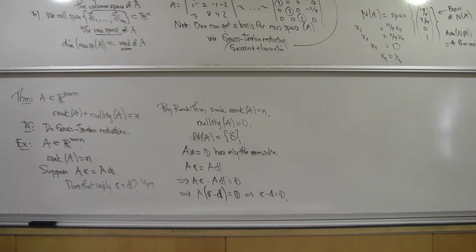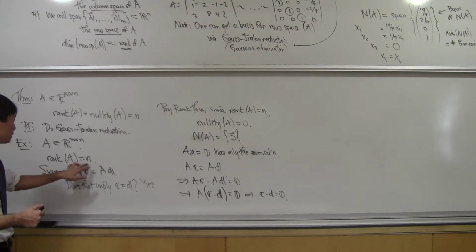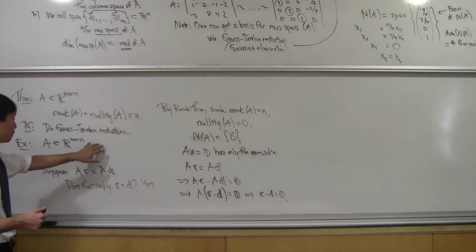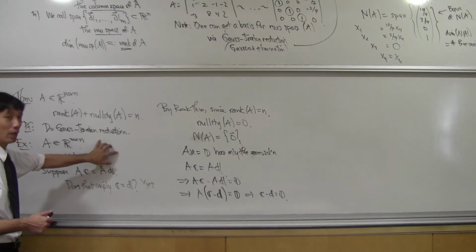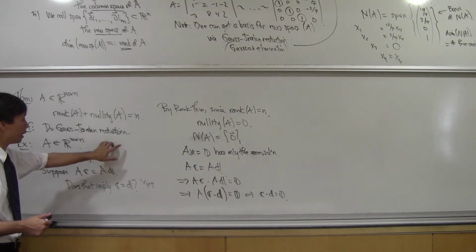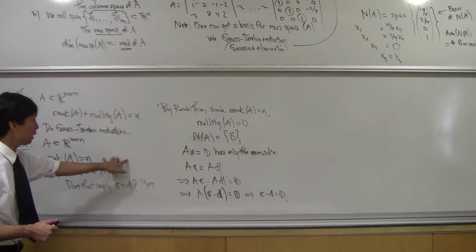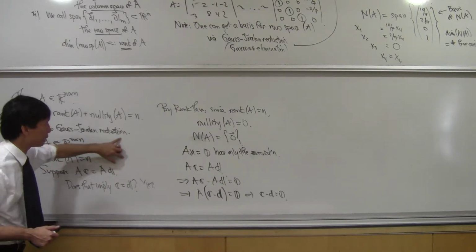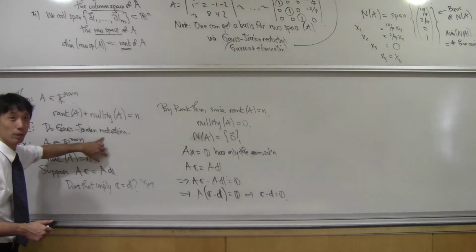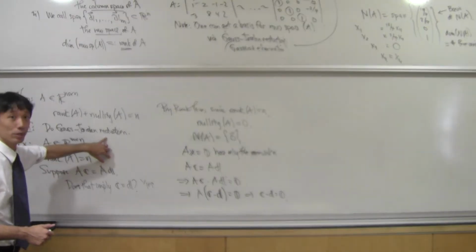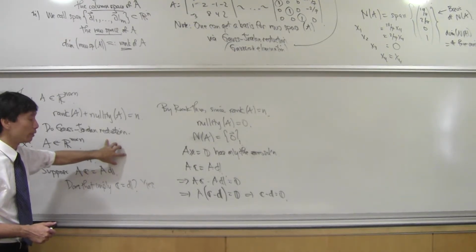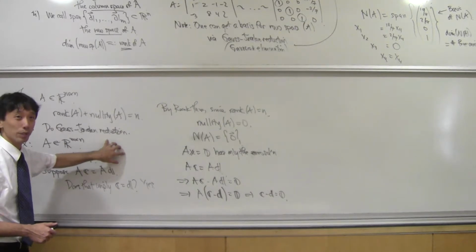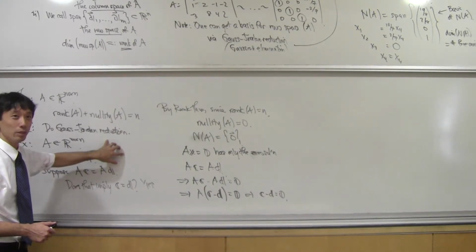Let me think for a second. The rank is n. That means that when you do the row reduction, the number of pivots equals the number of columns. That means you can't have free variables. You're going to have only lead variables, and if you're trying to solve the homogeneous problem, they're all going to be equal to 0.